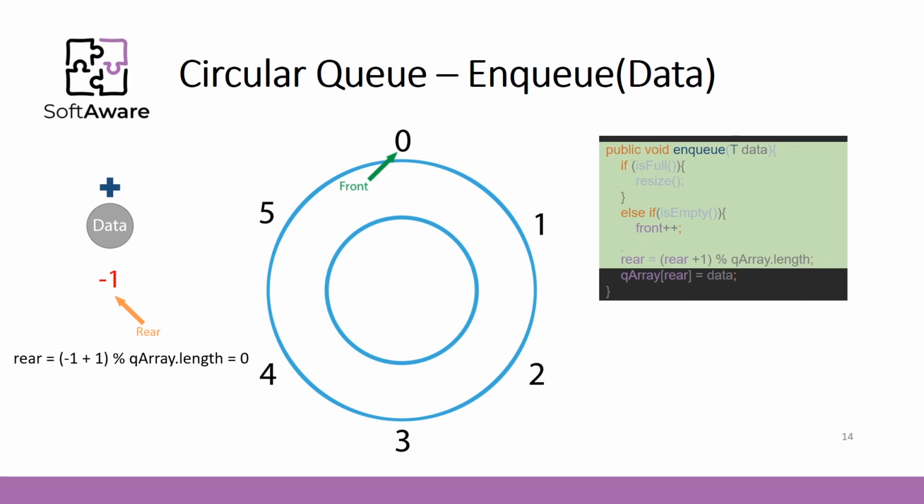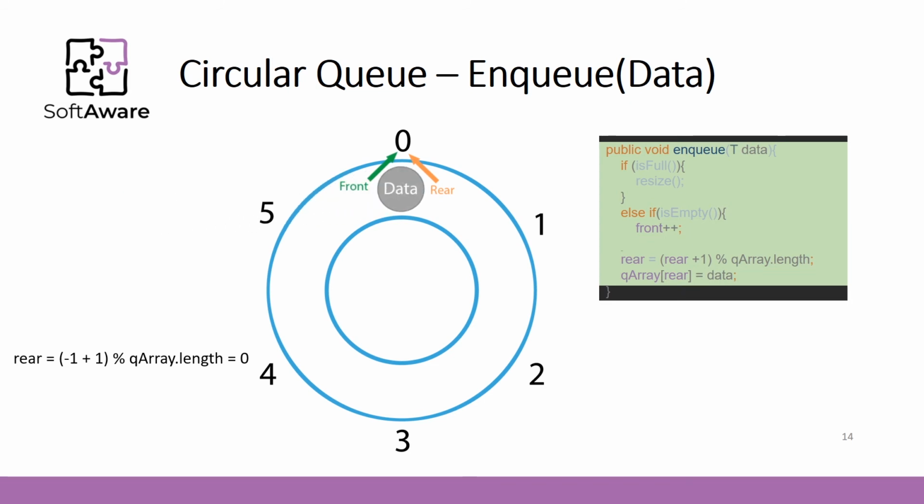So, minus 1 plus 1 divided by queue array's length would return remainder of 0. So our rear will be at index 0. Now we get our rear as the index of queue array and assign data to that index.